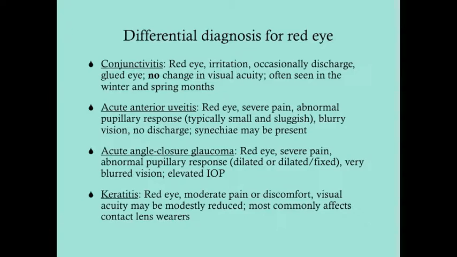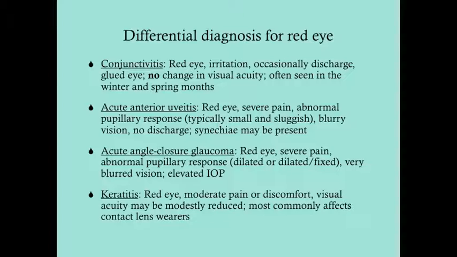So what is our differential diagnosis for red eye? Red eye is anything where you have that injected conjunctiva. First off, conjunctivitis should be at the top of your differential because it is the most common. In this case, you'll have red eye, you'll have irritation, occasionally discharge, which can be purulent or watery. And then that glued eye, where when there is that discharge, it dries up when the eyes are closed, and it's hard to open the eye, or you get that resistance.